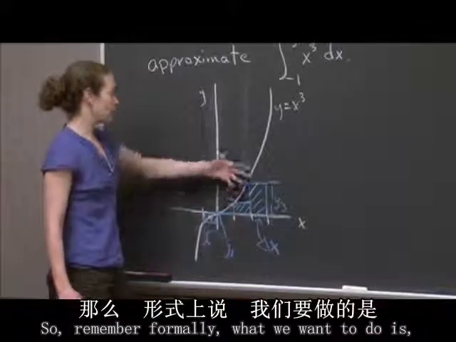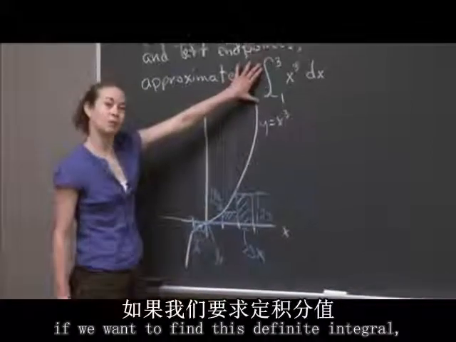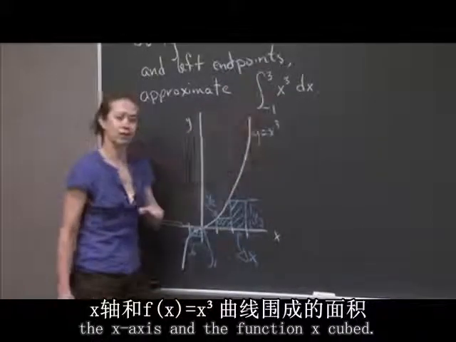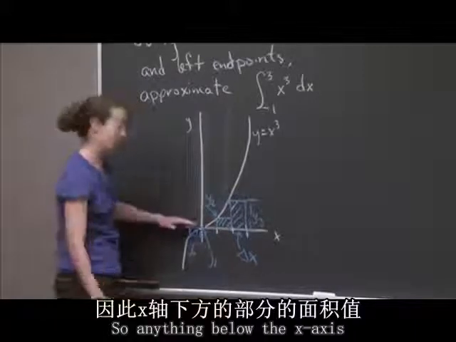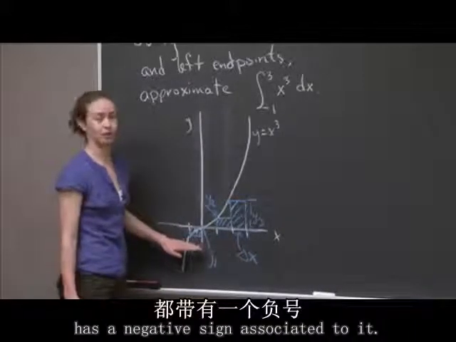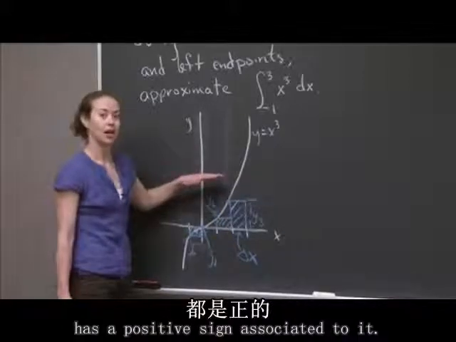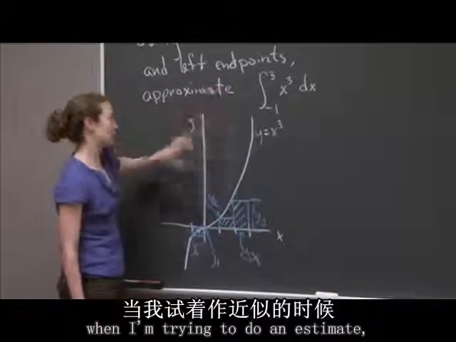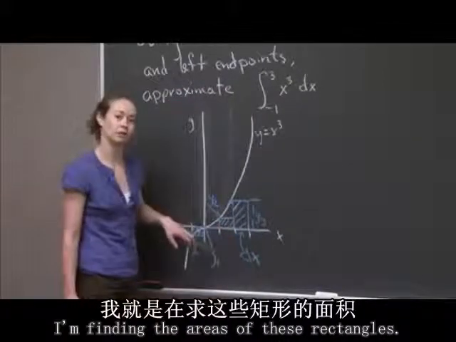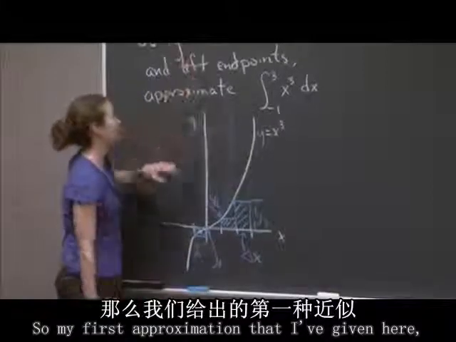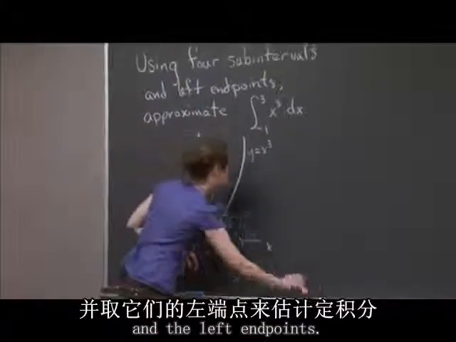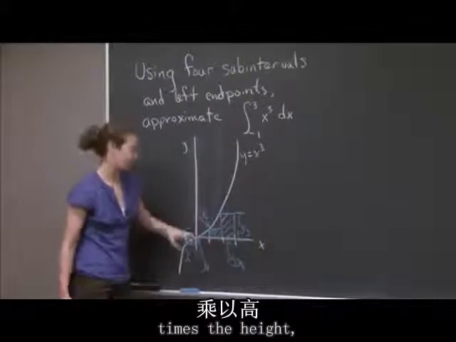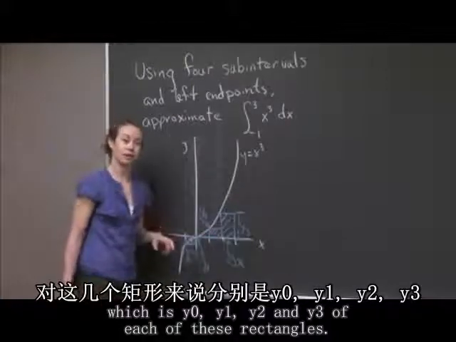So remember, formally, if we want to find this definite integral, we want to find the area under the curve between the x-axis and the function x cubed. And remember, this is signed area, so anything below the x-axis has a negative sign associated to it. Anything above the x-axis has a positive sign associated to it. So when I'm trying to do an estimate, I'm finding the areas of these rectangles. So my first approximation uses 4 subintervals and the left endpoints. What we really need is this delta x, which is the base, times the height, which is y0, y1, y2, and y3 of each of these rectangles.